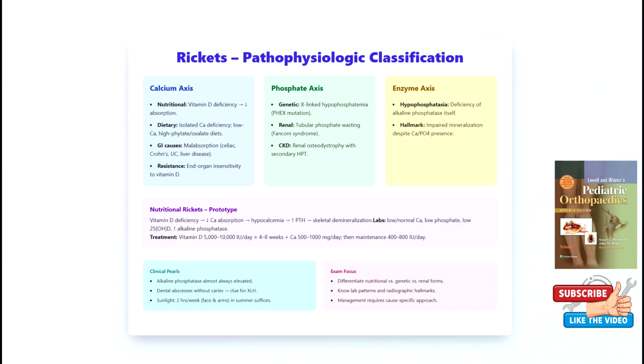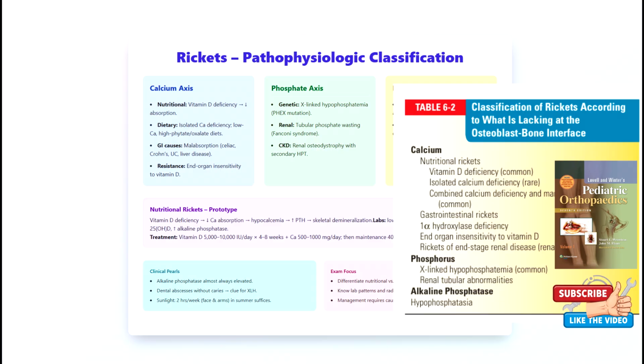If you look at Table 6.2, you will see the classification neatly arranged according to what is lacking at the osteoblast-bone interface. This is an elegant way of conceptualizing the problem. Bone cannot mineralize unless three conditions are satisfied. There must be adequate calcium, adequate phosphate, and the enzyme alkaline phosphatase must be active at the site of mineralization. Disturbances in any one of these three pillars will lead to rickets.